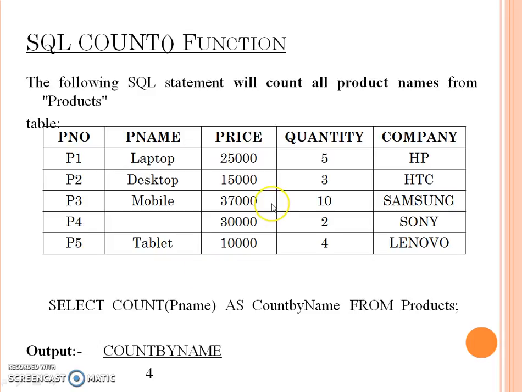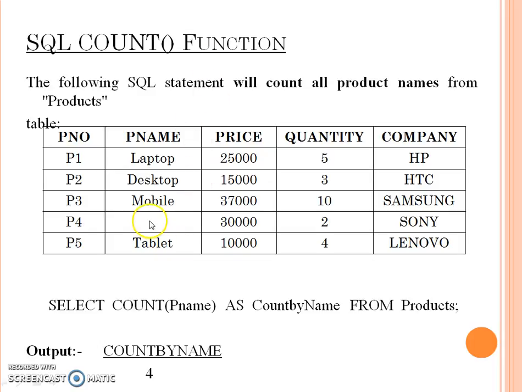The next very important function as a part of your aggregate is count. I told you that count is not going to include the null values. That means compulsorily there should be some value present. As such, we can see that count is going to return me the total number of rows for a particular column. Remember, it is going to return the total number of rows for a particular column.